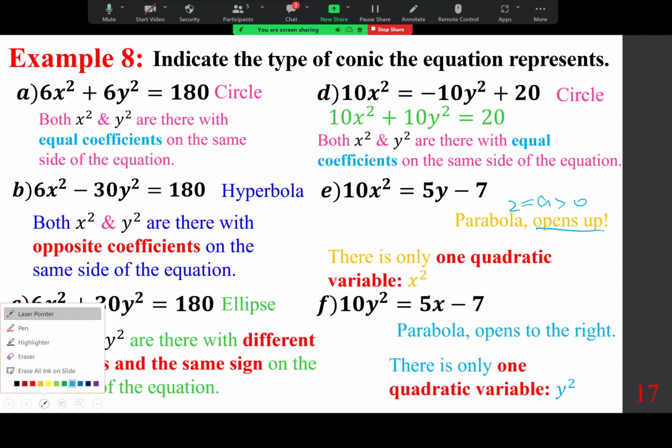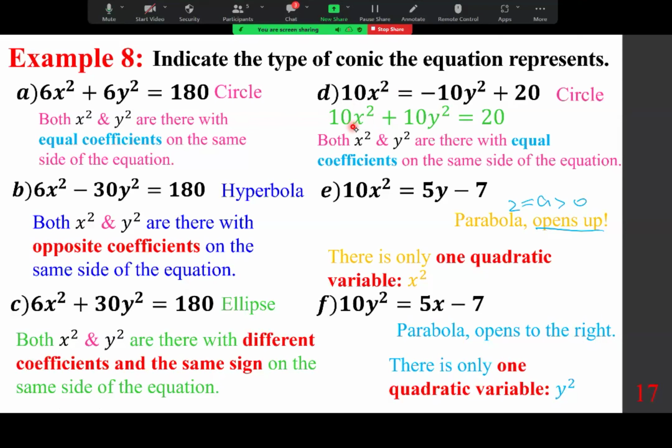So in short, when both of them are quadratic, if these coefficients are identical on the same side, it's a circle. If they are different, it's an ellipse. If they have opposite signs, one positive and one negative, it's a hyperbola. If only one of them is of degree 2, it's a parabola. If x is of degree 2, it opens up or down. If y is degree 2, it opens sideways.